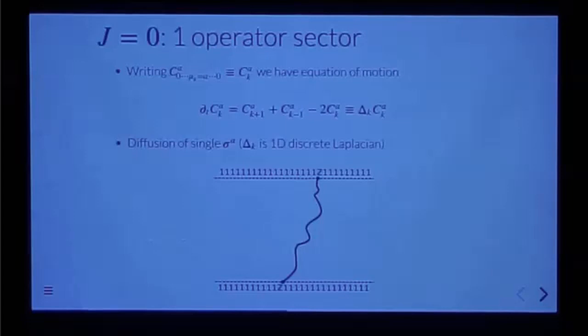So let's keep J at 0 for the time being. If we have the one operator sector, so that means everything's the identity apart from one site, where you have an x, y, or a z, then you can write down an equation of motion just in that sector, and that equation of motion wouldn't surprise anyone. It's just a discrete random walk. So you just get the discrete Laplacian appearing, and that describes the diffusion of a single z operator.